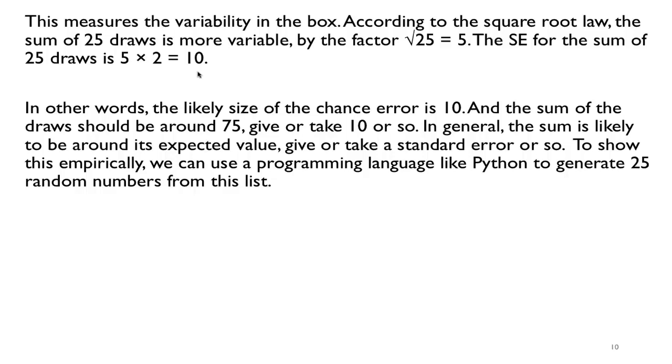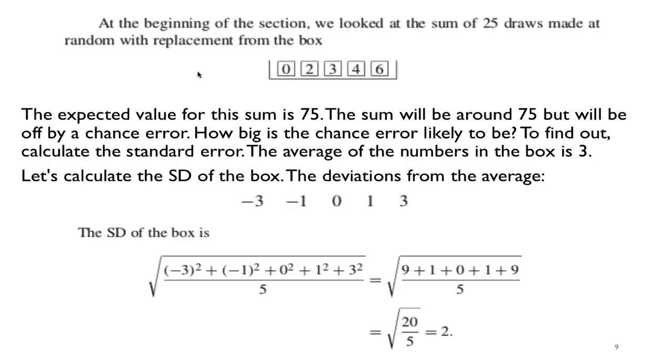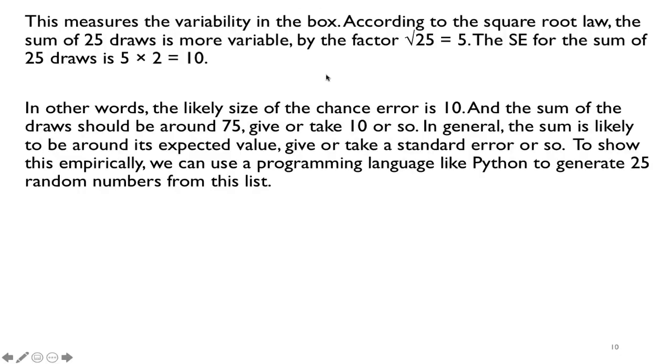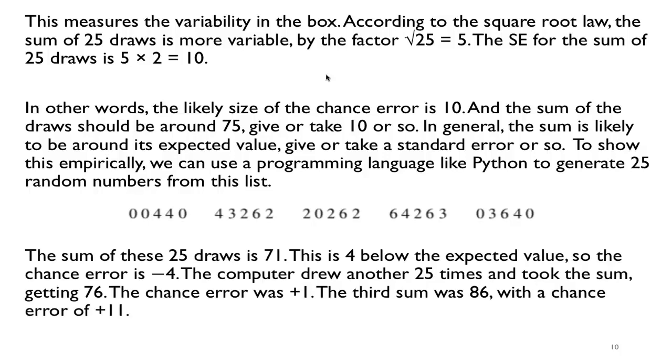So let's try to make sense of this. Let's suppose that I were to randomly pick 25 numbers from this list. So here's my list: 0, 2, 3, 4, 6. If I were to pick 25 random numbers from this list, we can write a program in Python or in any programming language we like to generate them. If I were to do that, I'd get something like this, and the sum of this turned out to be 71. So that means that we are 4 away from the expected value of 75. So the error is -4.